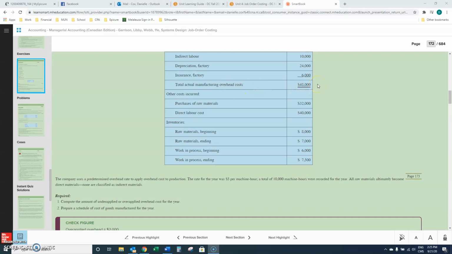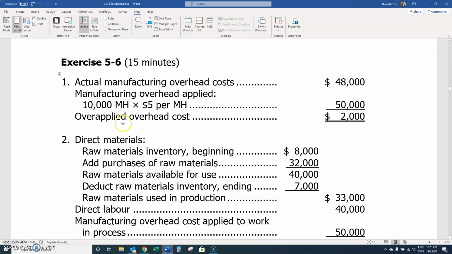So what was applied during the year? Well, it gets applied at a rate of $5 per machine hour, and there were 10,000 hours. So 5 times 10,000 is 50,000. So 50,000 was applied, 48,000 was actual. So now we can just go look. Actual cost, 48,000. The amount that was applied during the year was 50,000. So too much was applied during the year, so it's overapplied by $2,000.